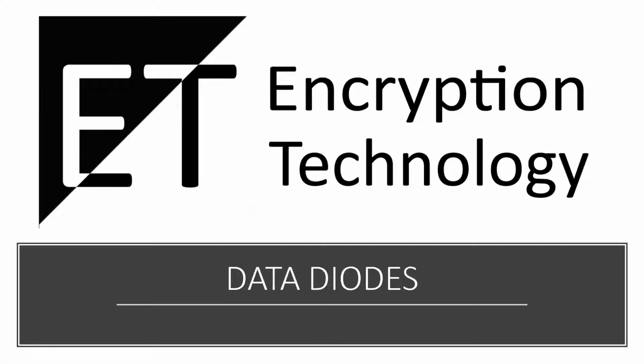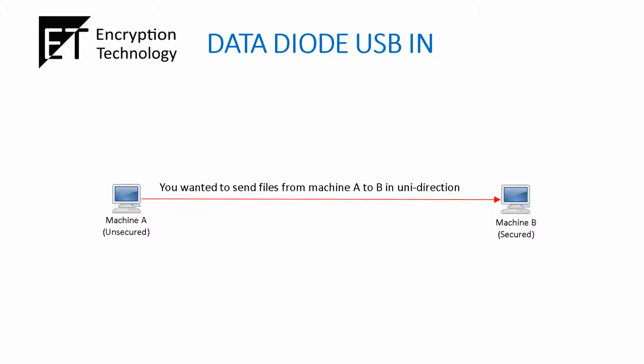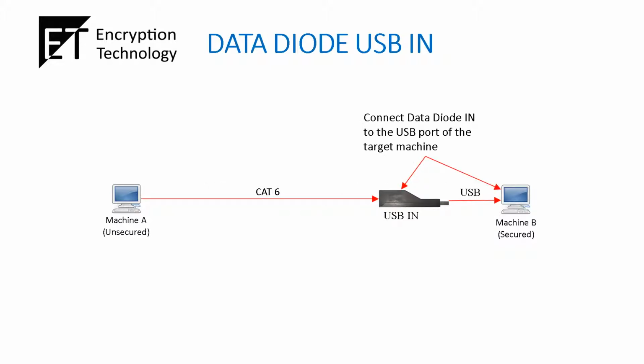In this presentation, we will show you how to use our data diodes. We have the data diode USB in and data diode USB out. Assuming you wanted to send some files from machine A to machine B in a unidirectional way so that information in machine B is protected through the connection. In this slide, we will show you how you can use our data diode USB in for that purpose.